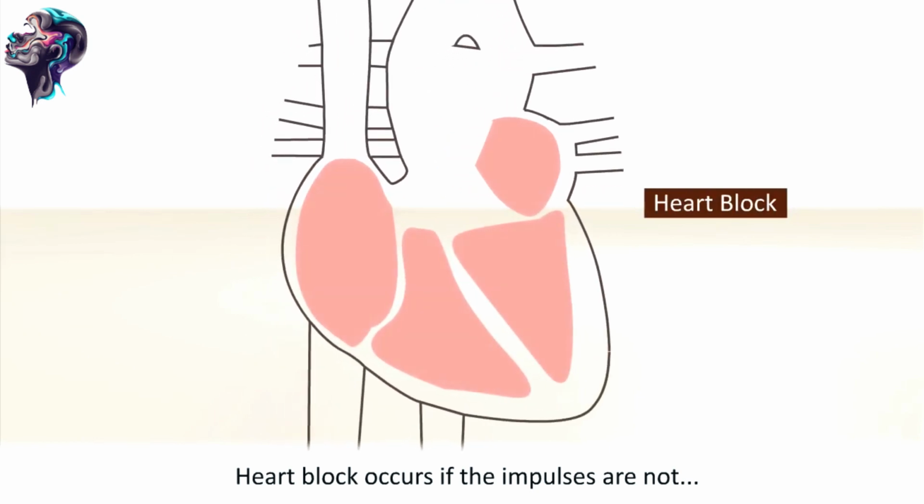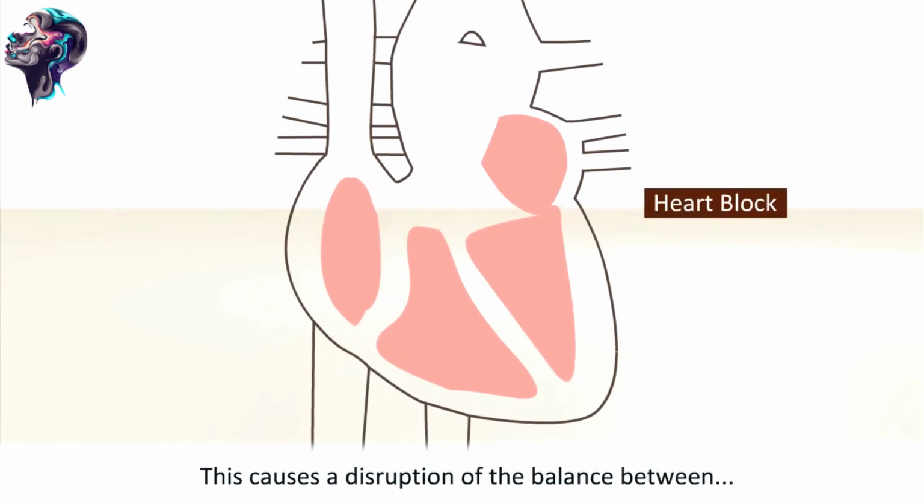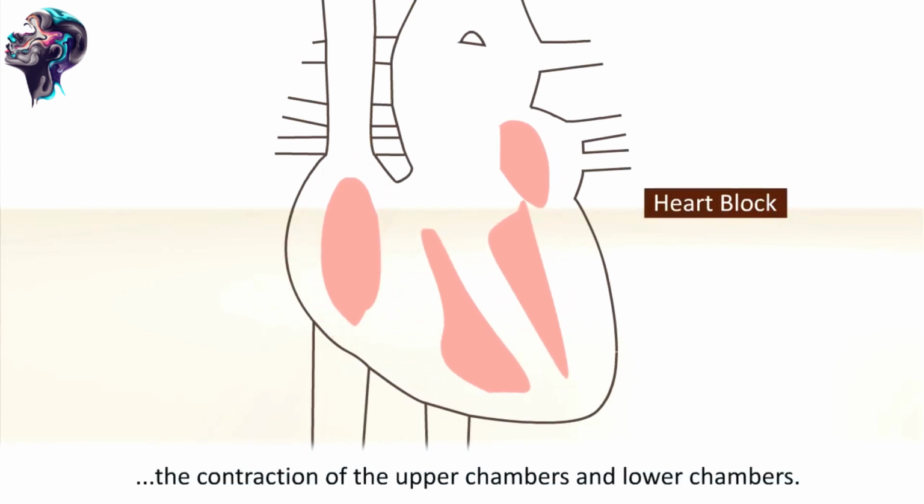Heart block occurs if the impulses are not passed on correctly to the lower chambers of the heart. This causes a disruption of the balance between the contraction of the upper chambers and lower chambers.